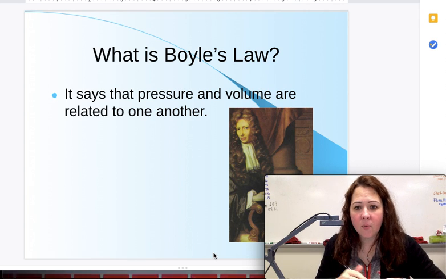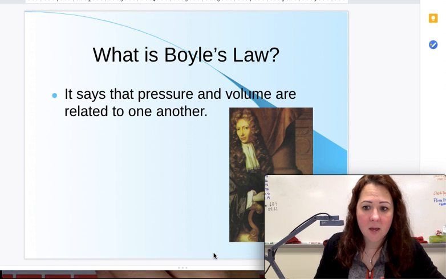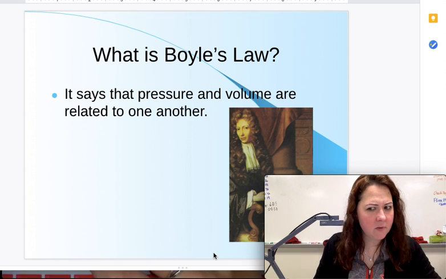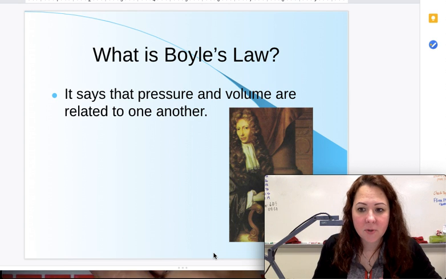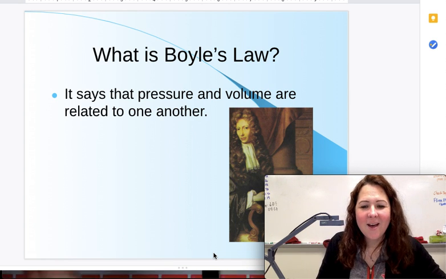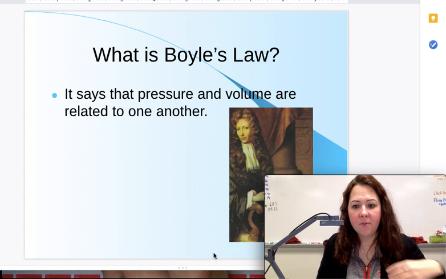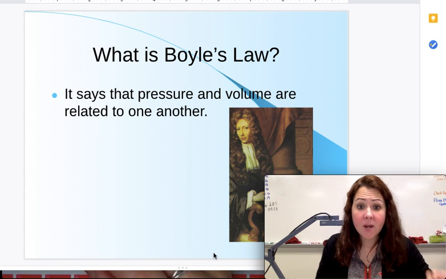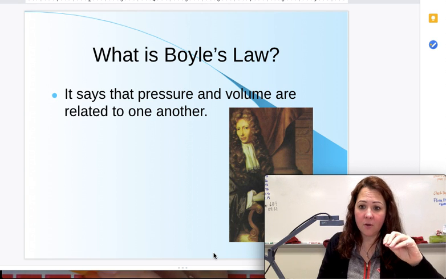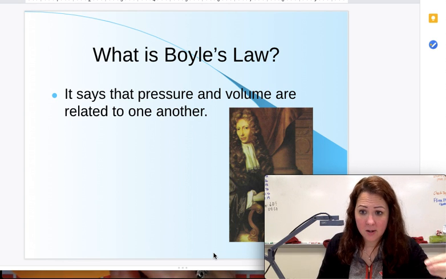So the first law that we have is Boyle's law, and this is Robert Boyle. He was a chemist in the late 1700s, I believe. I just pulled that from the back of my brain, so don't quote me on that, but I'm pretty sure it was the late 1700s. And he was the first of the gas law people that really looked at the relationship between, first, pressure and volume. So what he actually did was he was going to hold the temperature constant.